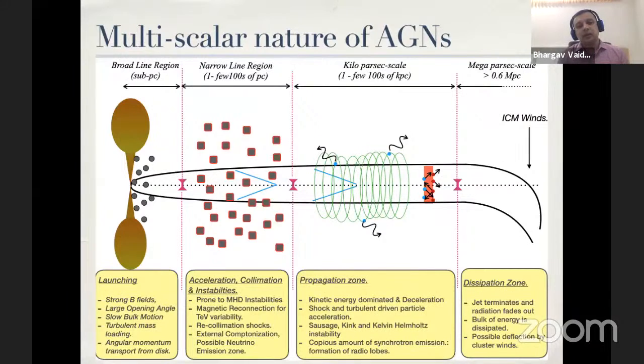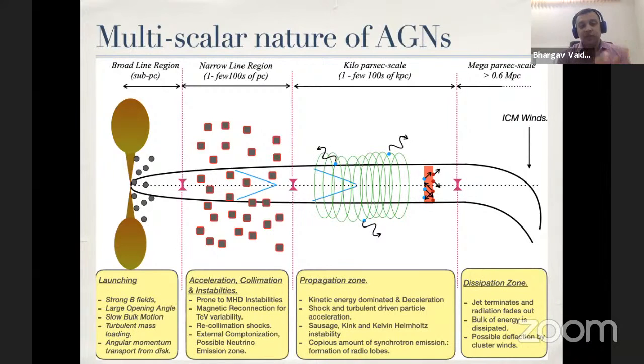So the classic way to distinguish these AGN jets is into 4 zones. The first zone is the launching zone, where you basically have the jets pretty close to the black hole, and the jets are extremely strongly magnetized over there. They have a much larger opening angle. You have much more turbulent mass loading effects. And of course, there is this connection between the disk and the jet, which is still very elusive, and we really do not understand the real launching process between the underlying accretion disk and the jet itself.